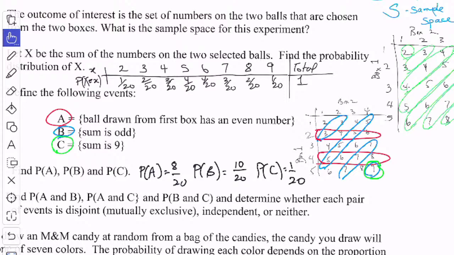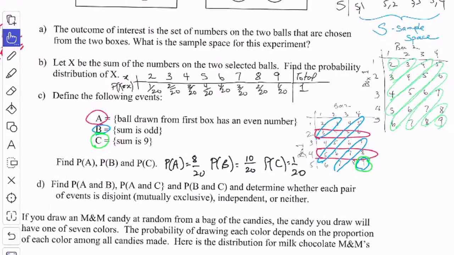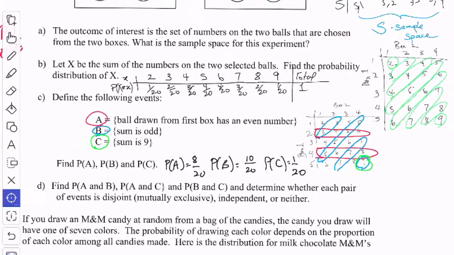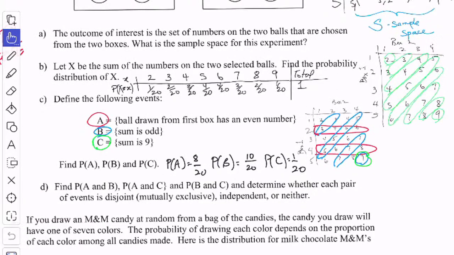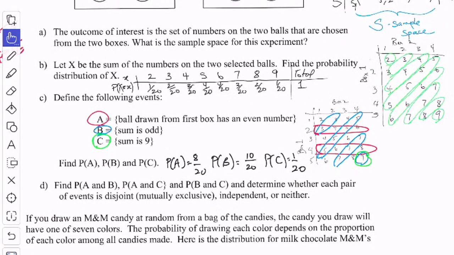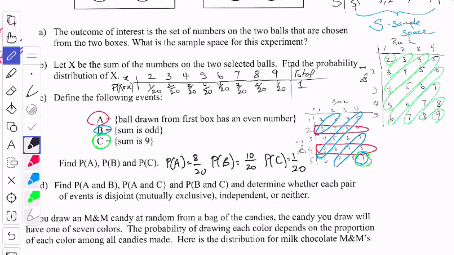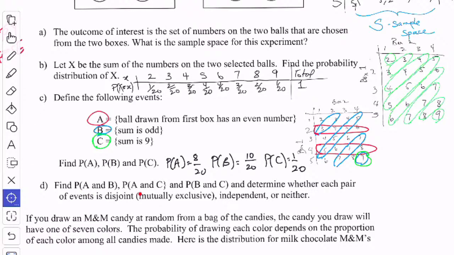All right, let's look at the interrelationship now. So now I want to know about the probability of A and B happening, A and C, and B and C. And then I want to know about their, what would they be? Are they disjoint events, independent events, or neither of those, just overlapping events? Now we can see it very clearly here. Well, I don't know if it's clear, but with the colors.